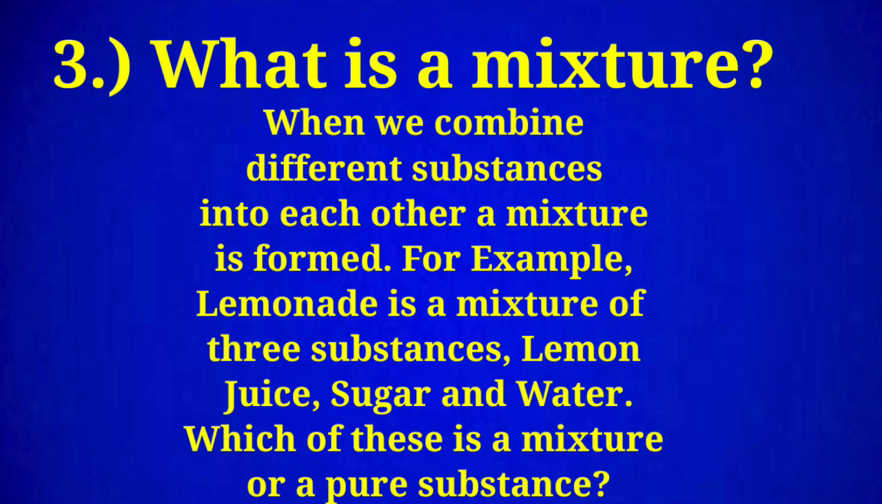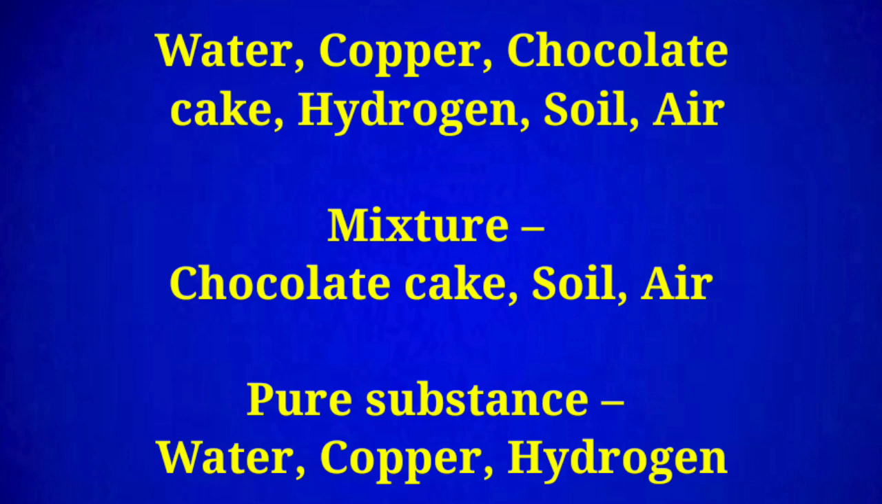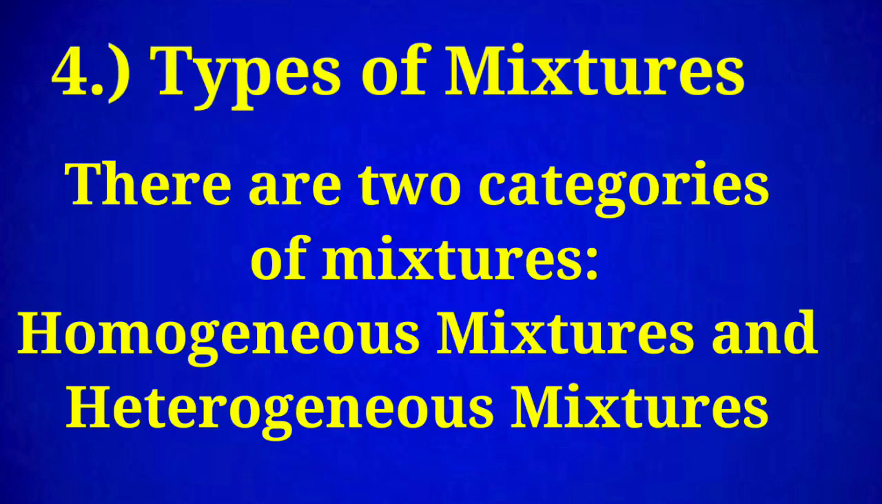Which of these is a mixture or a pure substance? Water, copper, chocolate cake, hydrogen, soil, air. Mixtures: chocolate cake, soil, air. Pure substances: water, copper, hydrogen.